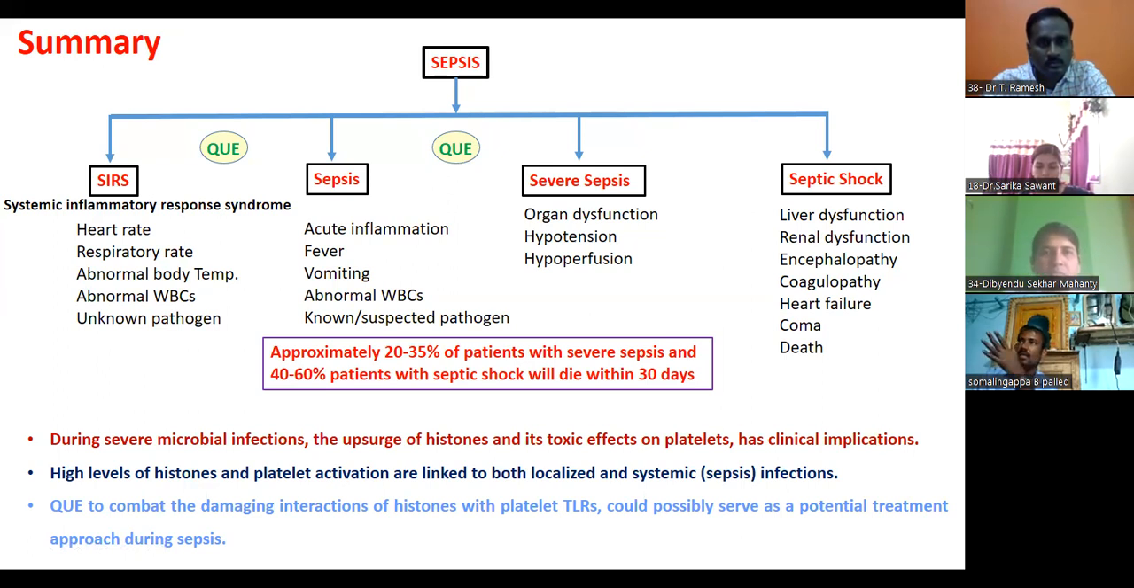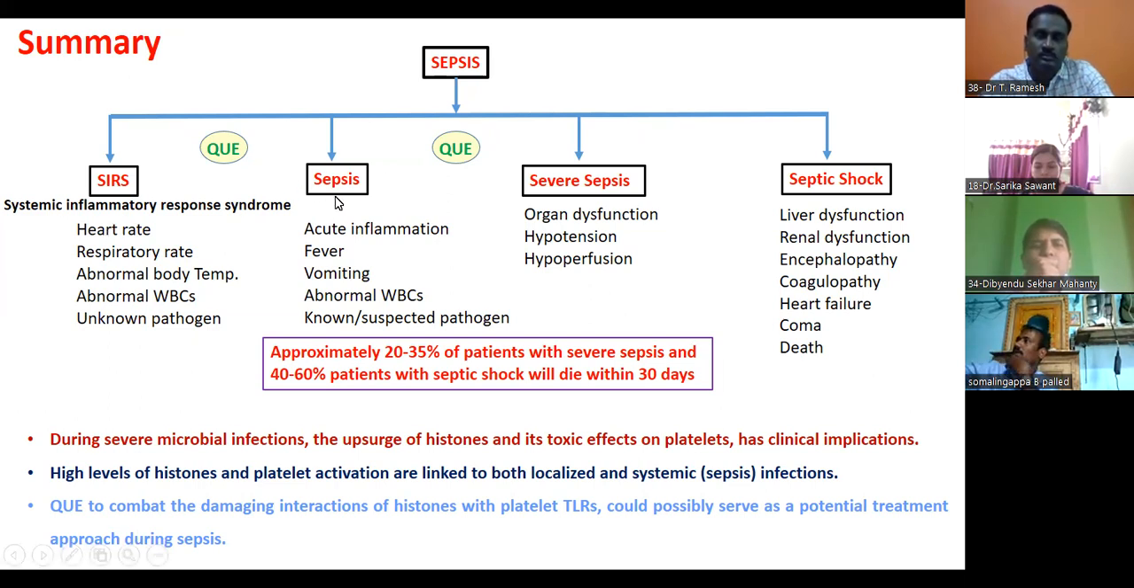Till date, many clinical data suggest that approximately 20 to 35% of patients with severe sepsis and 40 to 60% of patients with septic shock will die within 30 days. These are not reversible clinical conditions. Once a patient enters the severe sepsis stage or septic shock, it is very difficult to bring that patient back to normal condition.